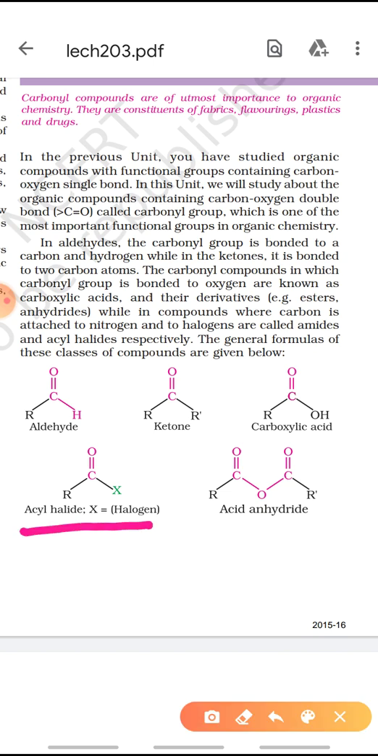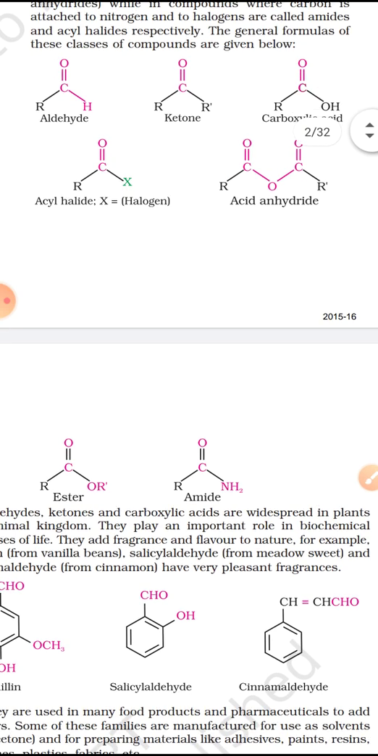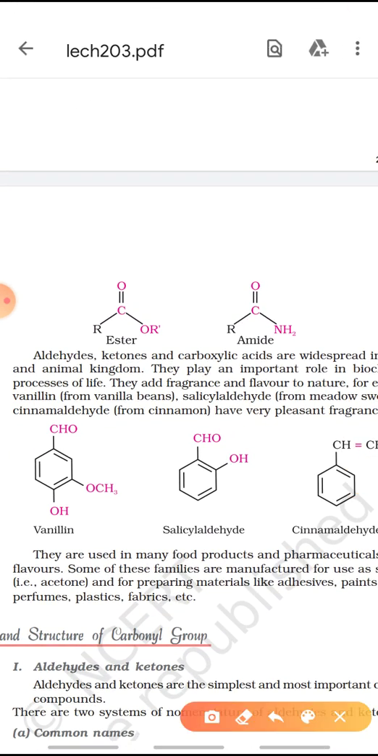Now, the two other classes of compounds are acid halides and acid anhydrides. Acid halides are those which are actually the derivatives of carboxylic acid in which the OH group is replaced by a halogen, and acid anhydrides are like your acetic anhydride or ethanoic anhydride, you can say. They are also the derivatives of carboxylic acid. Now, in this chapter, we will be studying in detail about all these classes of compounds. Another class of compounds is ester and amide. They are also the derivatives of carboxylic acids.